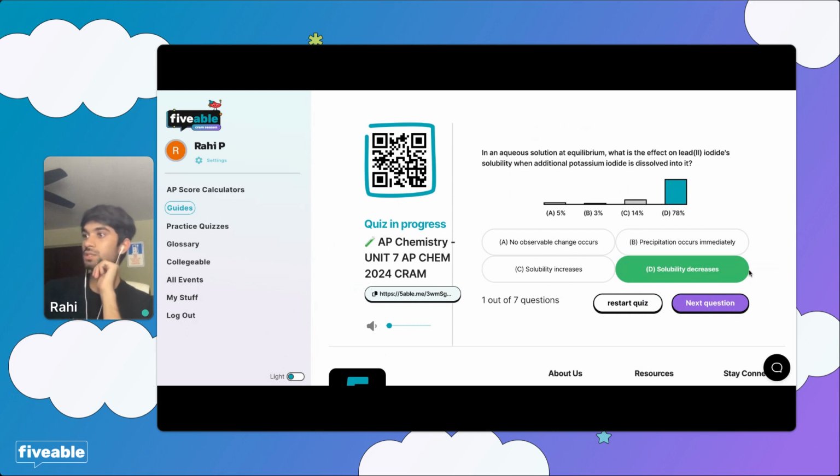Perfect. Yes. Solubility will decrease. Why? What concept is this? Can someone tell me the name of the concept that we're testing real quick? Someone throw that in the chat. Yes, the common ion effect.